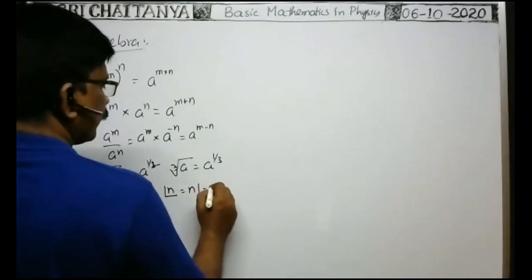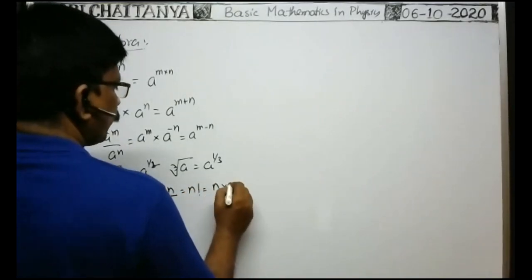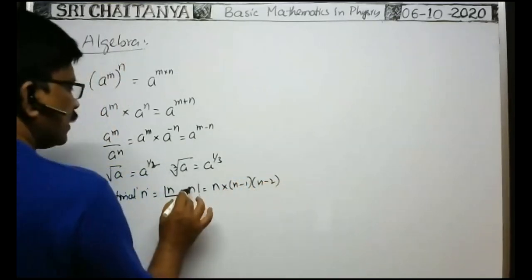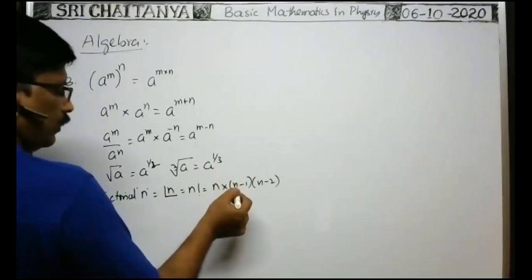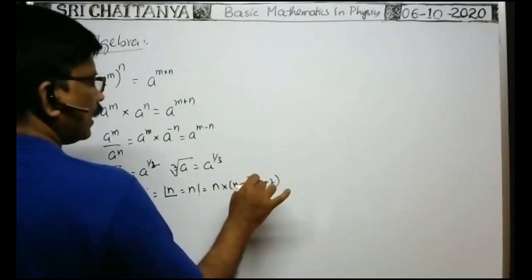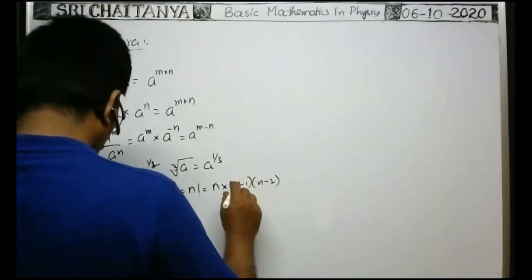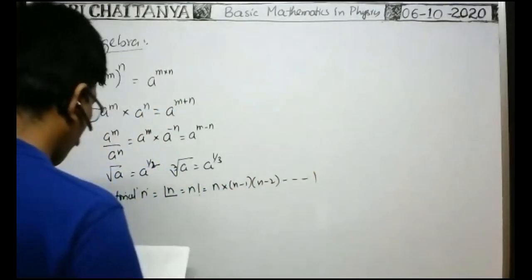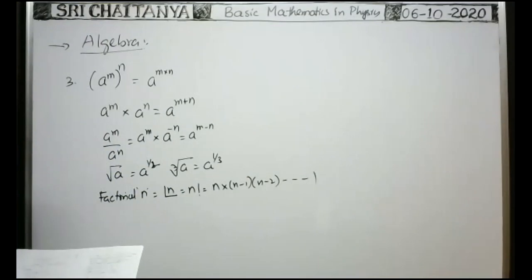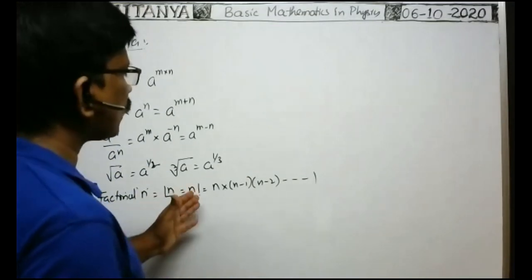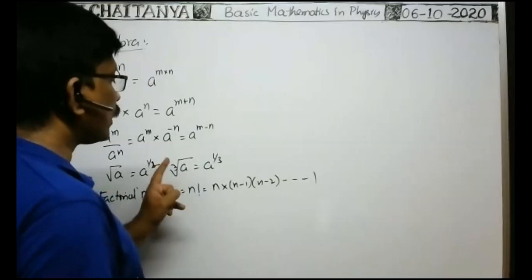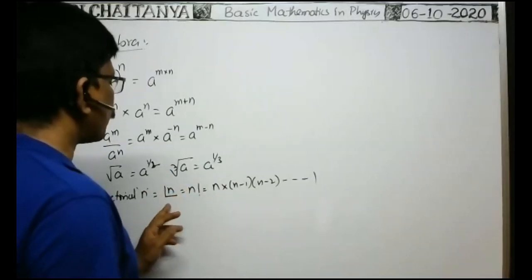What does it mean? That means it is equal to n into n minus 1 into n minus 2 into, that means this n into one number we have to decrease, n minus 1. Again one number we have to decrease. In this way, we have to write the product of all up to 1. So instead of writing the product of n integers, we can write simply product of first n integers, we can write simply factorial n.